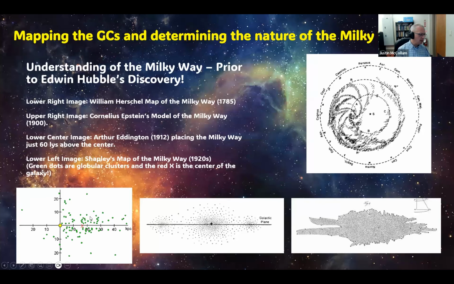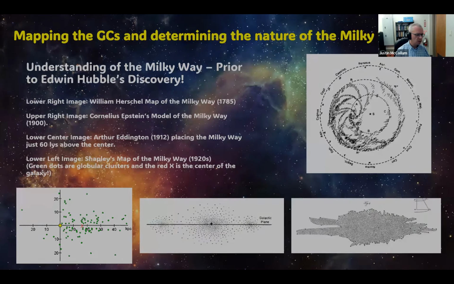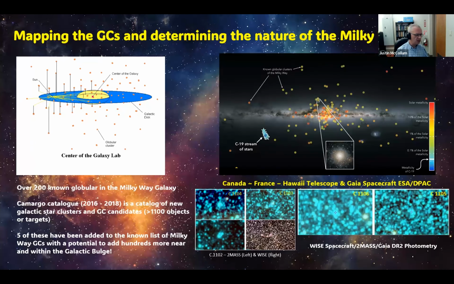Well, we now know that based on how Shapley plotted all these globular clusters, it gives us a more accurate model of the Milky Way galaxy. That is, we're at the edge rather than at the center.